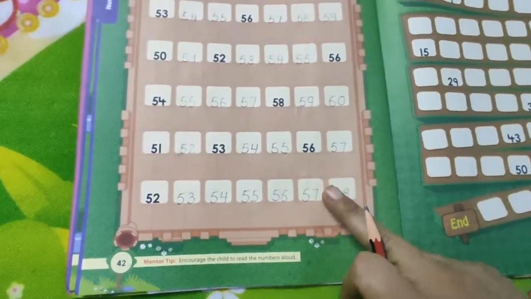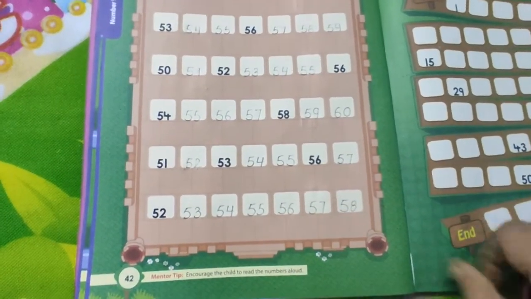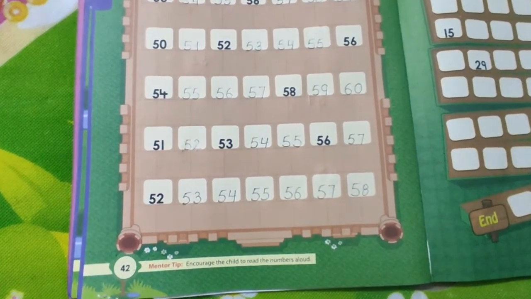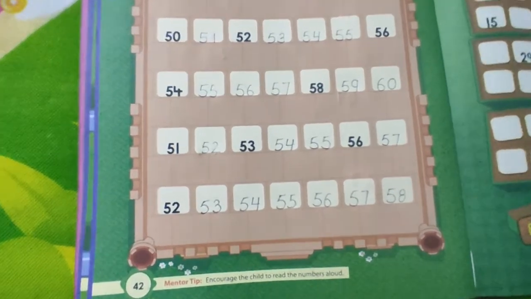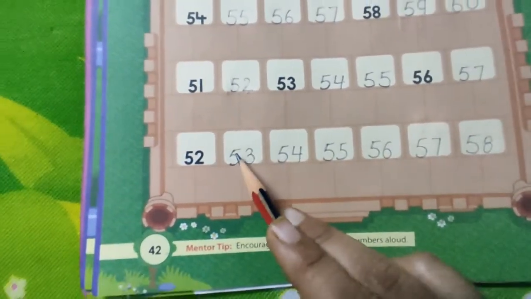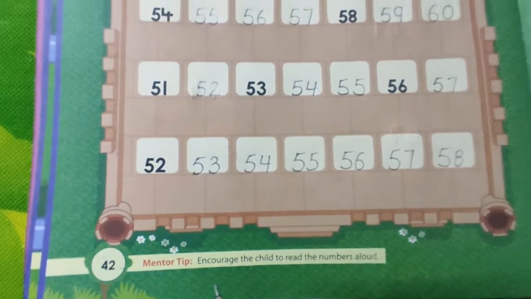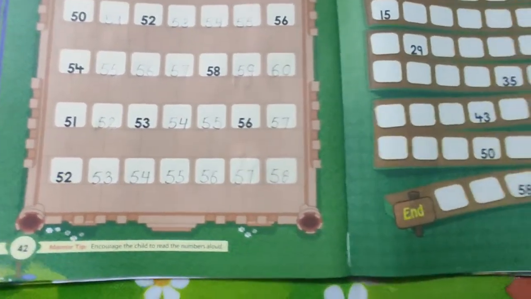So in this way you will do this page number 42, children. I hope it is clear to you. Everyone please write it down in very good handwriting and in proper formation. Please take care of the formation of 5. Alright. Now come to page number 43.